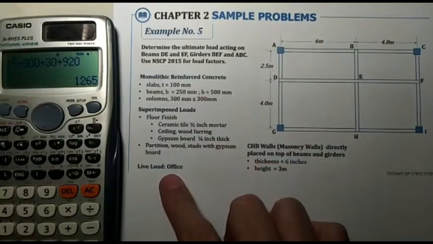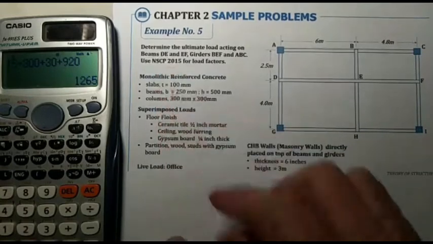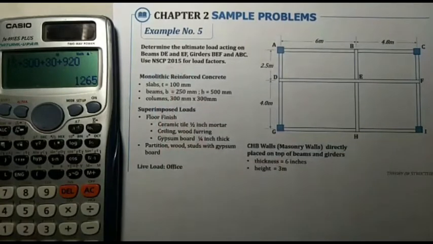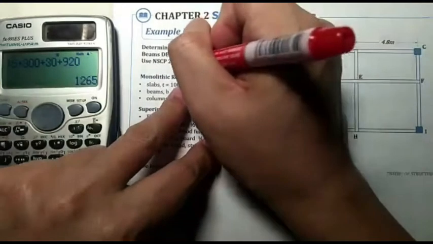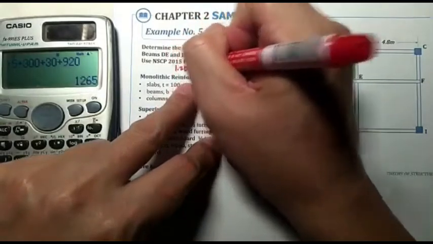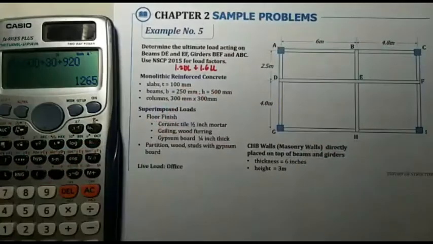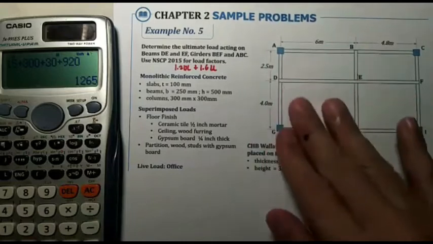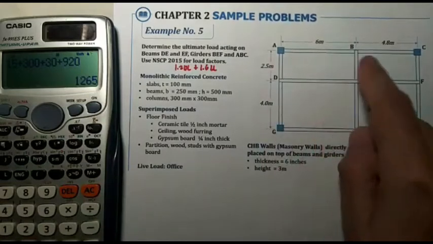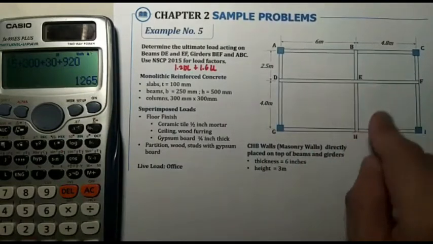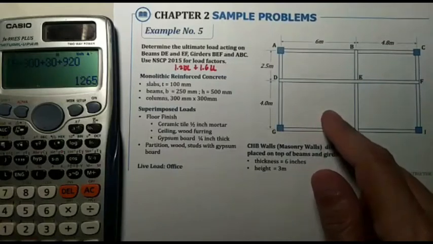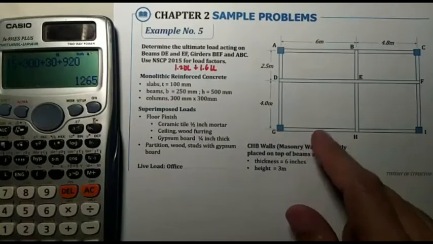Okay, so for the dead load and live load combination, the NSCP 2015 load factor would be 1.2 for dead load plus 1.6 for live load. Now, first we have to identify muna kung ano yung klaseng slab meron yung bawat isa, so that we could identify kung one-way slab ba siya or two-way slab.